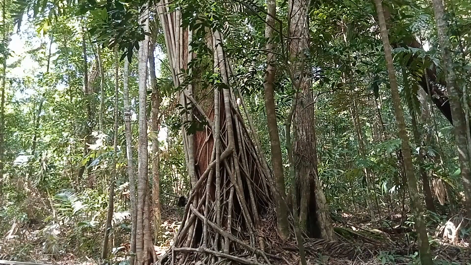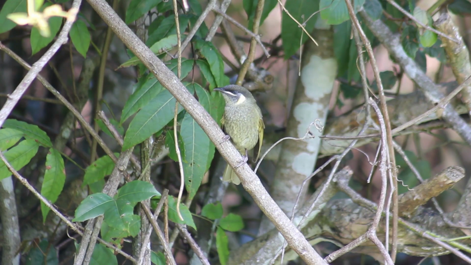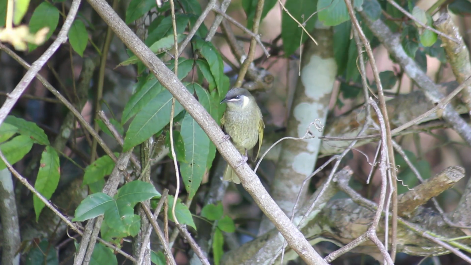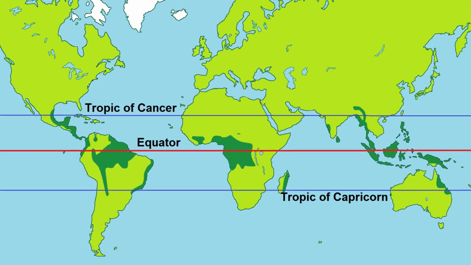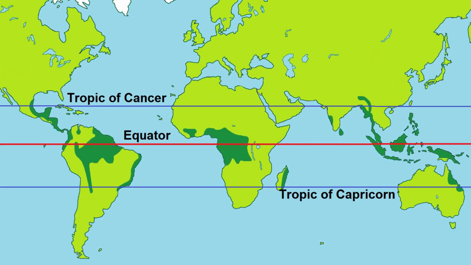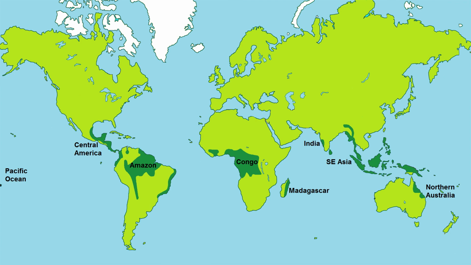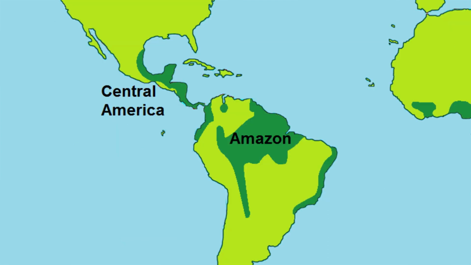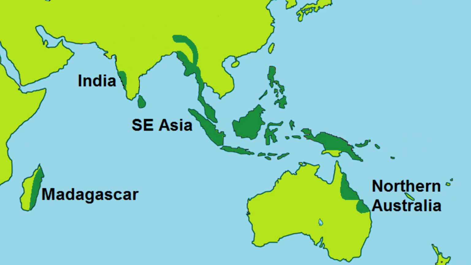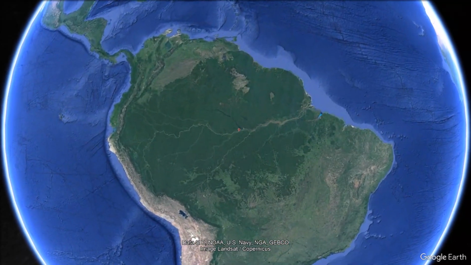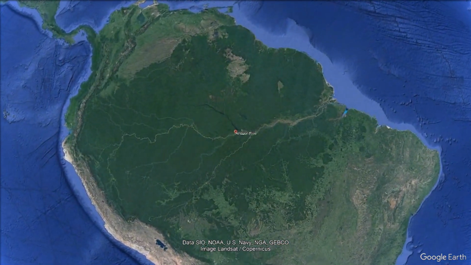A tropical rainforest is a dense forest that is located in the tropics. That is, the regions around the equator between the Tropic of Cancer and the Tropic of Capricorn. Tropical rainforests cover about 6 to 7% of the Earth's land surface. Some of the most well-known tropical rainforests are located in South and Central America, Africa, and Southeast Asia, with the Amazon rainforest in South America being the largest.